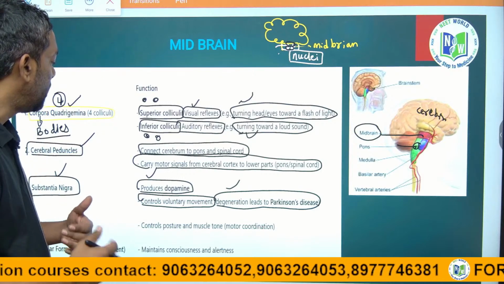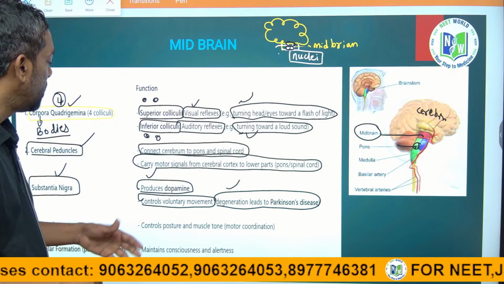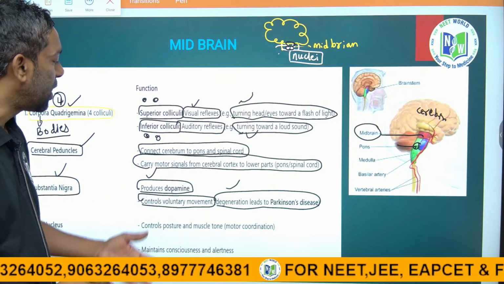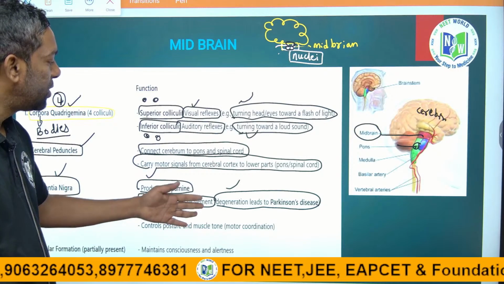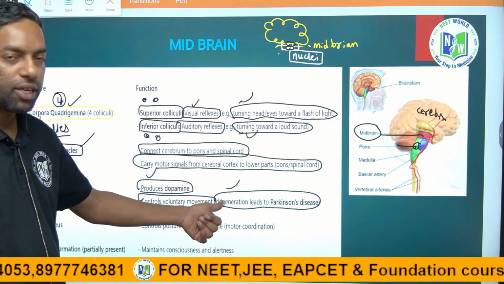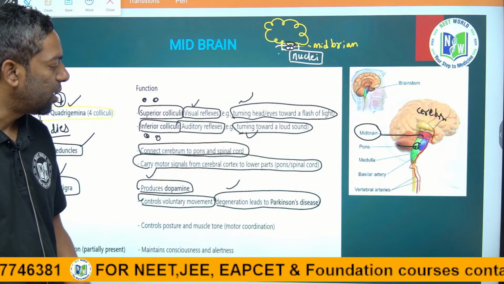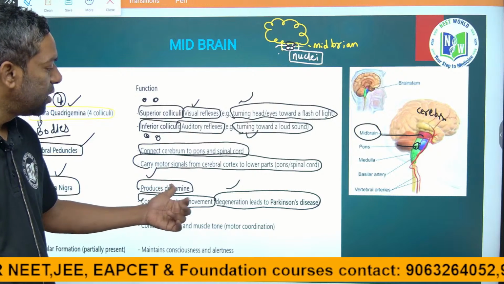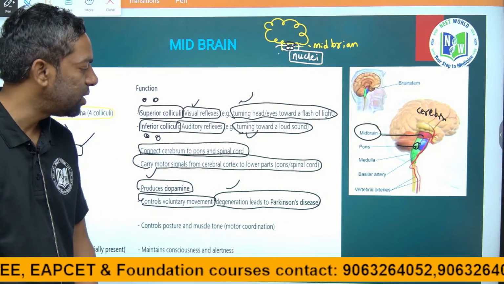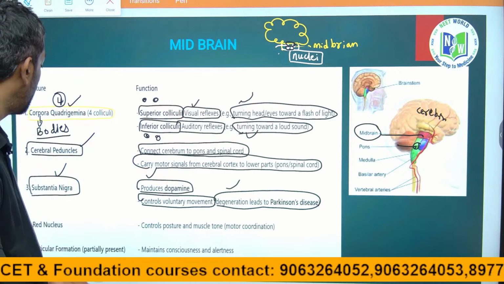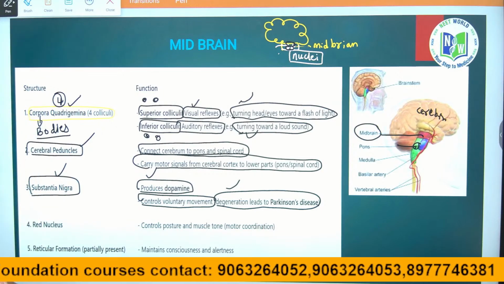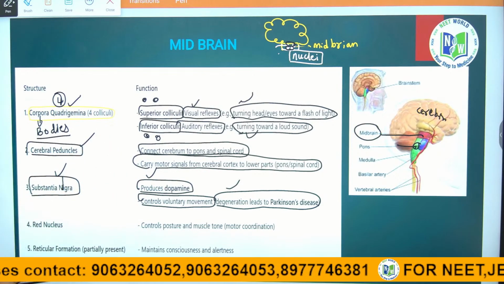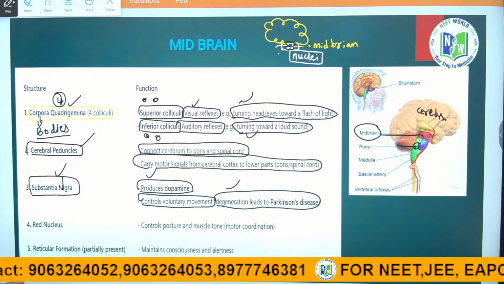These neurons release dopamine, which controls the voluntary movements. If there is degeneration, if the neurons disappear, if there is a lack of those neurons, there is a disease, Parkinson's disease. So substantia nigra is the place which produces dopamine, and it controls voluntary movement.